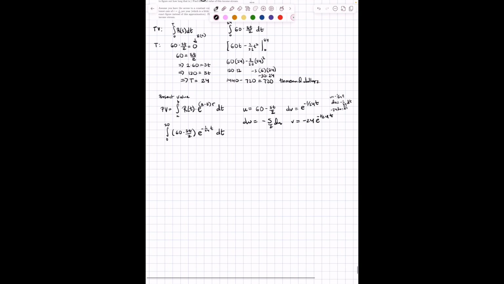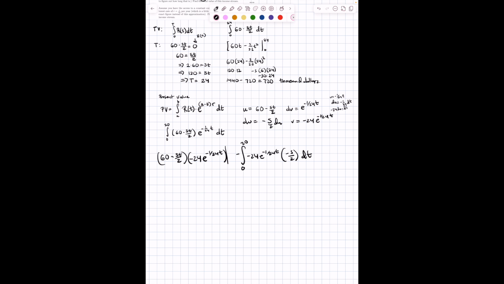But now we need to do the bound. So 60 minus 5t over 2 times negative 24e to the negative 1 over 24t, minus the integral of v du, so negative 24 e to the negative 1 over 24t times negative 5 over 2 dt, evaluated from 0 to 20.